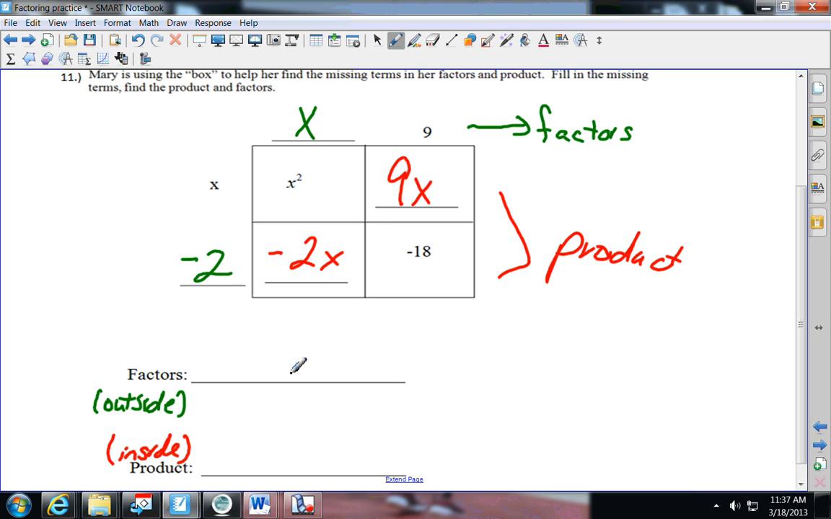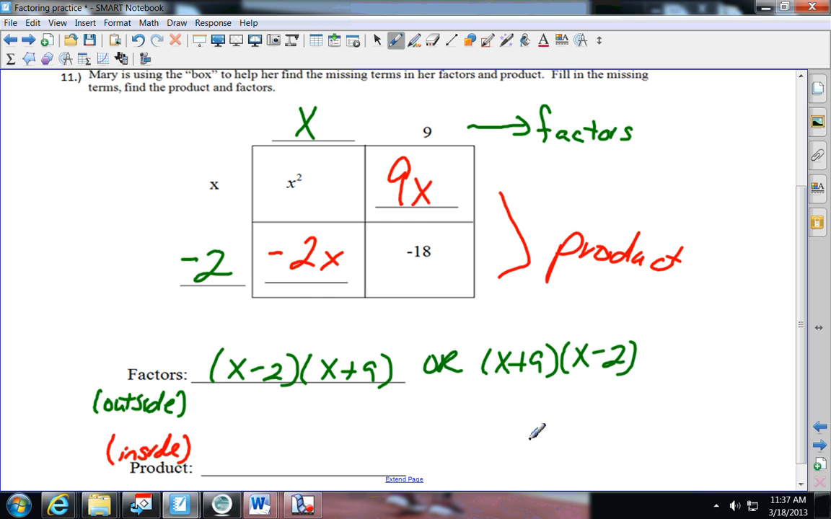Now I have the information how I can fill out my factors. The factors are what's on the outside. So I have x minus 2 times x plus 9. You can write it like this, or you can write x plus 9 times x minus 2. It doesn't matter the order.